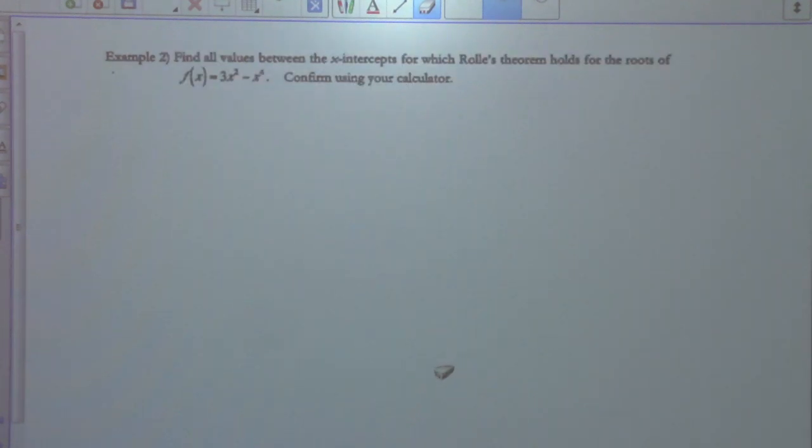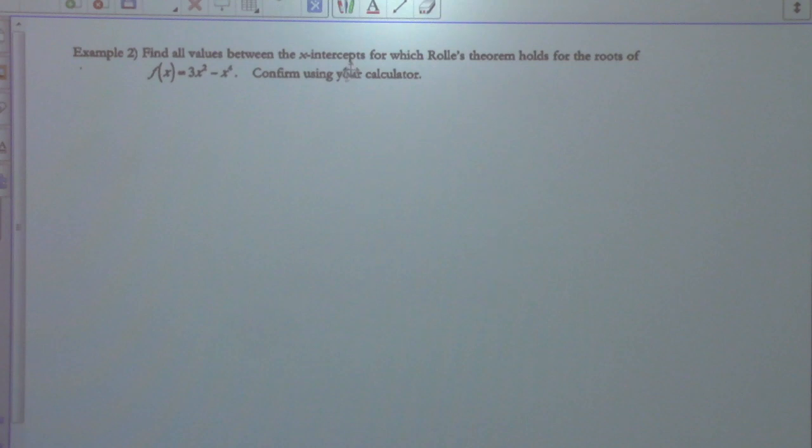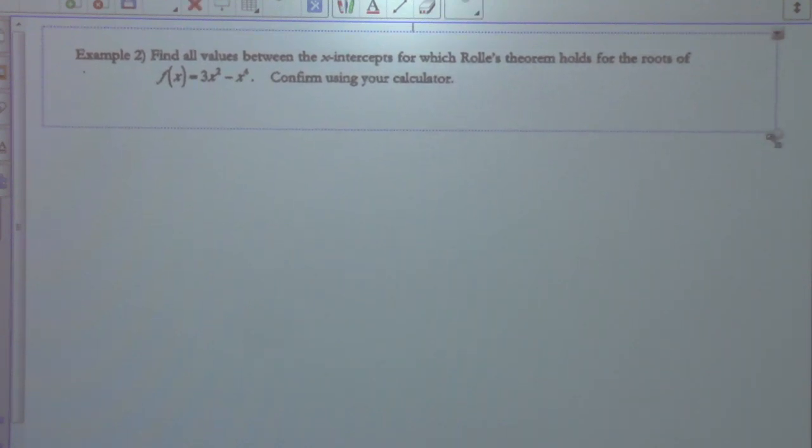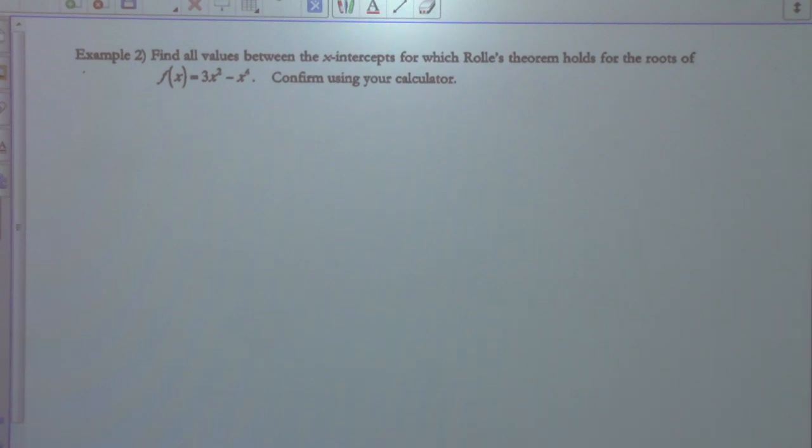Okay, find all values between the x-intercepts for which Rolle's theorem holds for the roots of this function right here. And it says confirm using your calculator. So I'd say f of x equals x squared times 3.